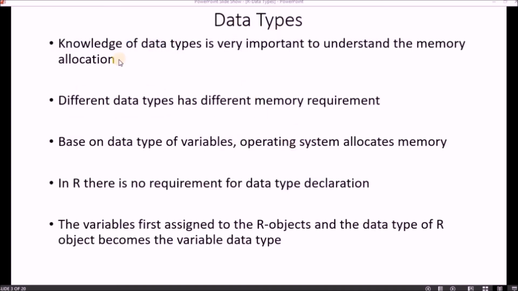Knowledge of data types is very important to understand memory allocation. Different data types have different memory requirements. Based on the data type of variables, the operating system allocates a particular memory. In R, there is no requirement for data type declaration. In many languages like C, C++, and Java, you have to declare the variable first, and say what the data type of that variable is. But in R, there is no such requirement. The variables are first assigned to the R objects, and the data type of the R object becomes the variable's data type.